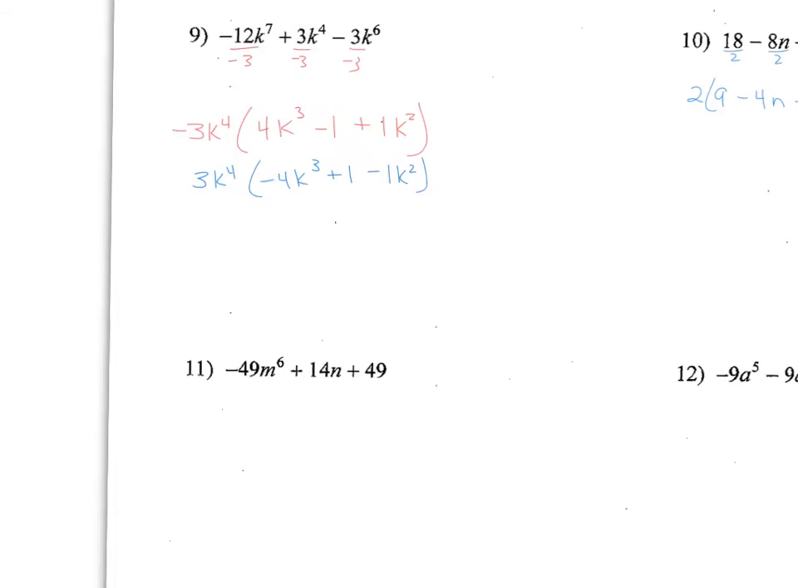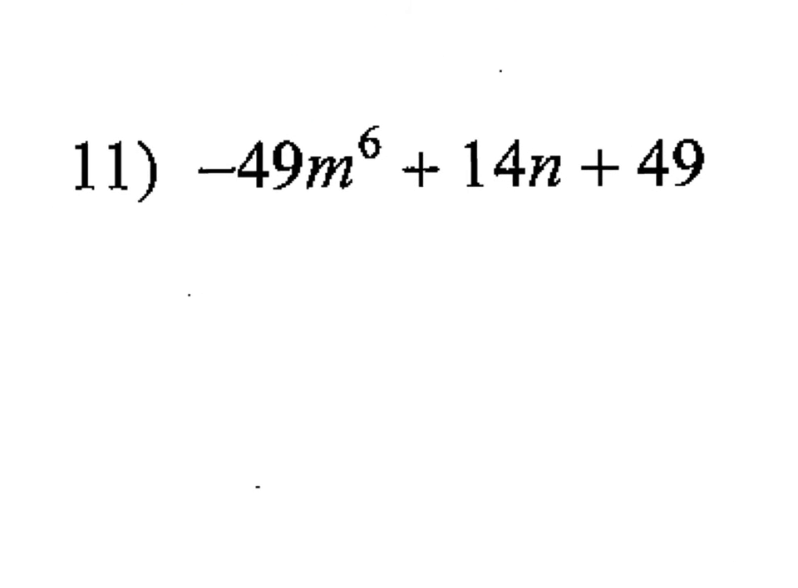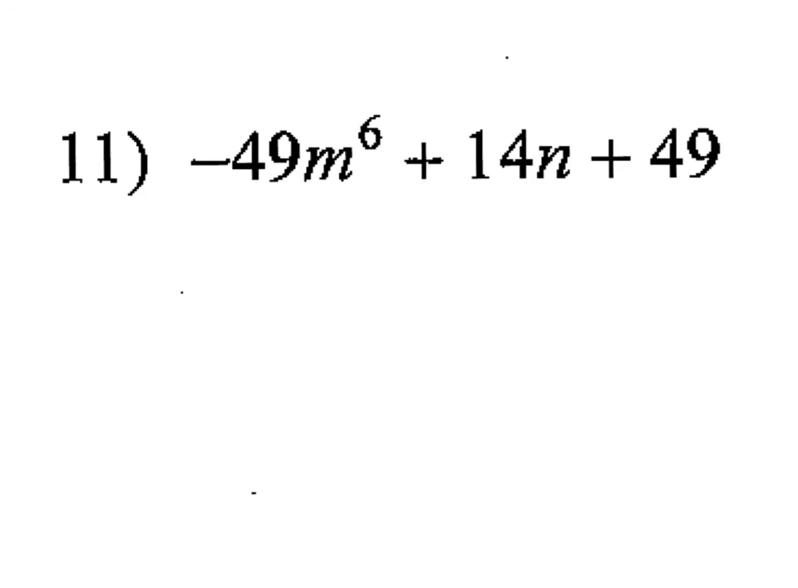All right, going down to number 11. Okay, so on number 11, again, I would have a tendency to want to go ahead and pull out a negative only because this front guy's negative. It's okay if you don't. I just happen to do that because I know kind of what's coming down the road, and it's a little easier for you if you just pull the negatives out. So I'm going to pull out a negative 7 here.